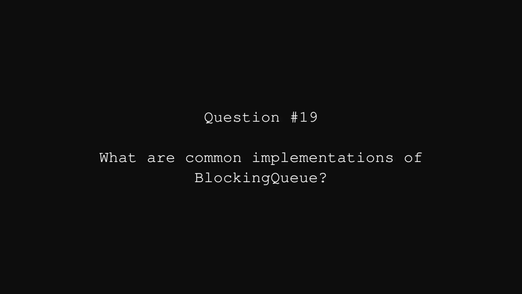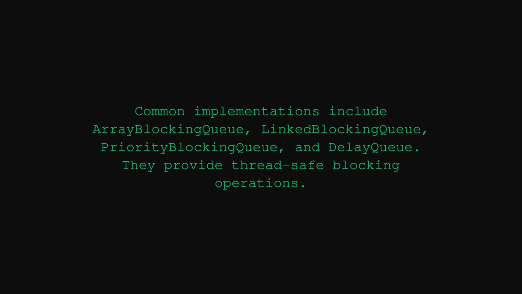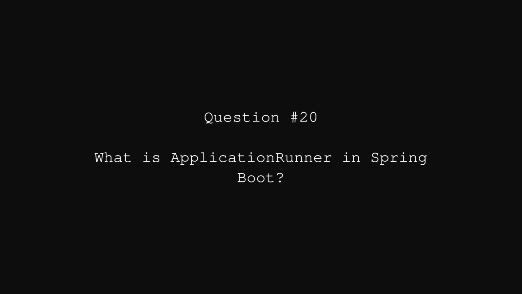Java interview question. What are some common implementations of BlockingQueue? Common implementations include ArrayBlockingQueue, LinkedBlockingQueue, PriorityBlockingQueue, and DelayQueue. They provide thread-safe blocking operations.